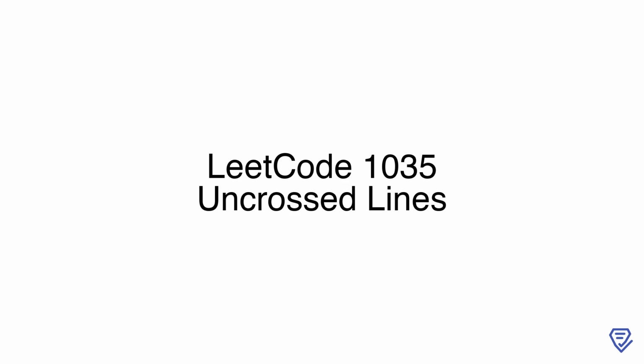Welcome to this problem walkthrough. Today, we'll be exploring an interesting dynamic programming problem titled Uncrossed Lines. This problem challenges us to find the maximum number of matching pairs between two sequences while ensuring the lines formed by these matches don't cross. Let's dive in and uncover the optimal solution together.